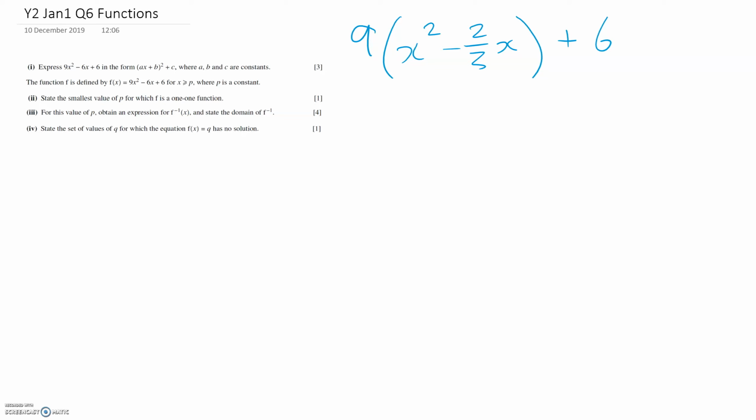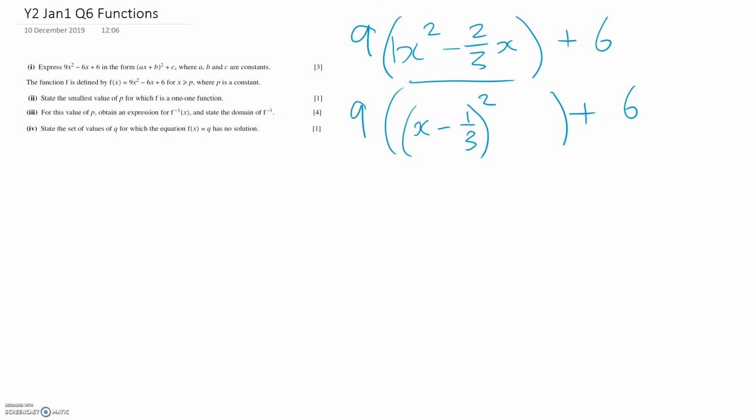So now we have a 1x squared here. We're able to complete the square. Ignore the 9, ignore the plus 6. We just want to complete the square for what's in this bracket. So that will give us x. We have to halve the coefficient of x. So half of 2/3 is 1/3.